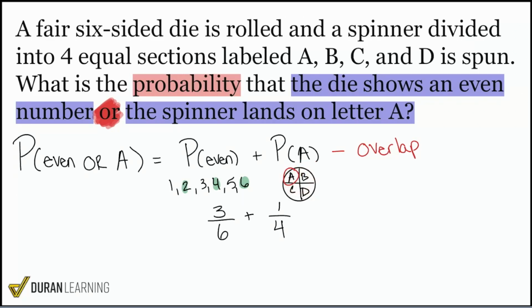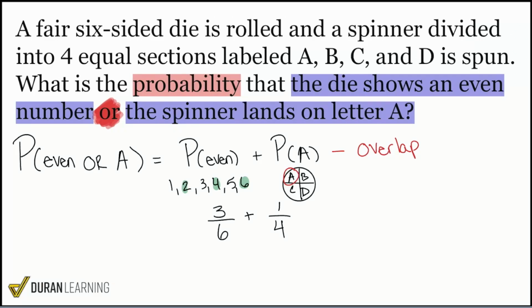spin an A. Because remember, everybody, what did we say about the word or? Doesn't the word or mean that this or that would be fine? Is that not what we said? Yeah, that's what we've been saying. The word or means that we're okay with this happening or this happening. Like, we can get an even number.